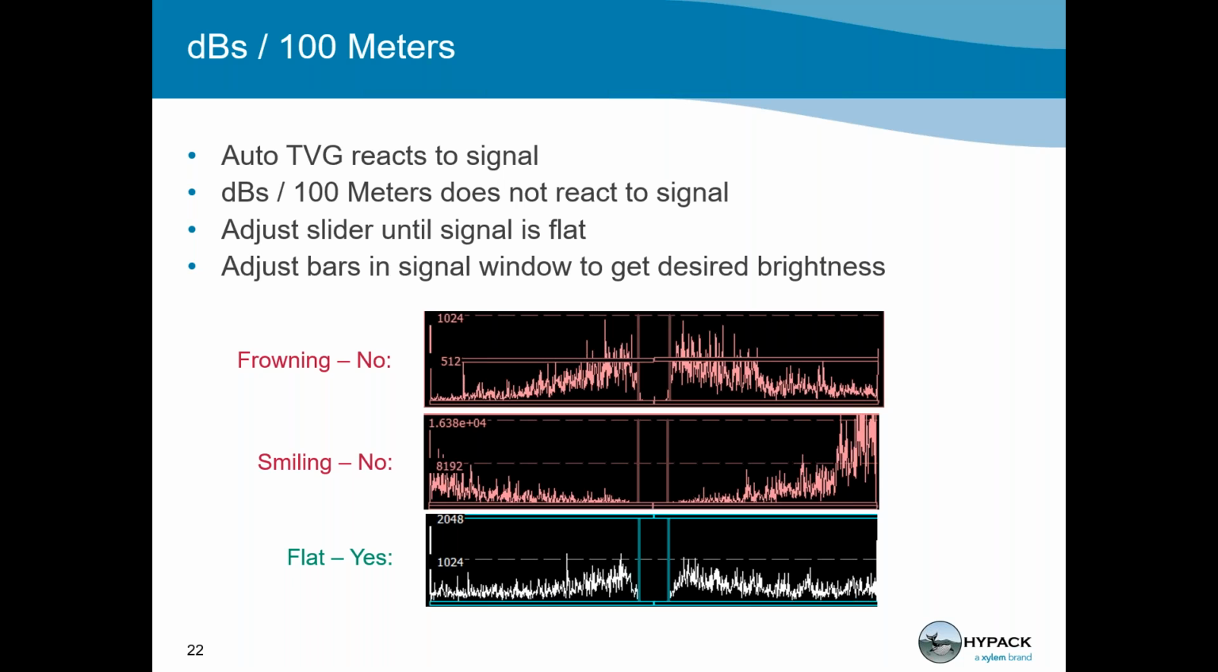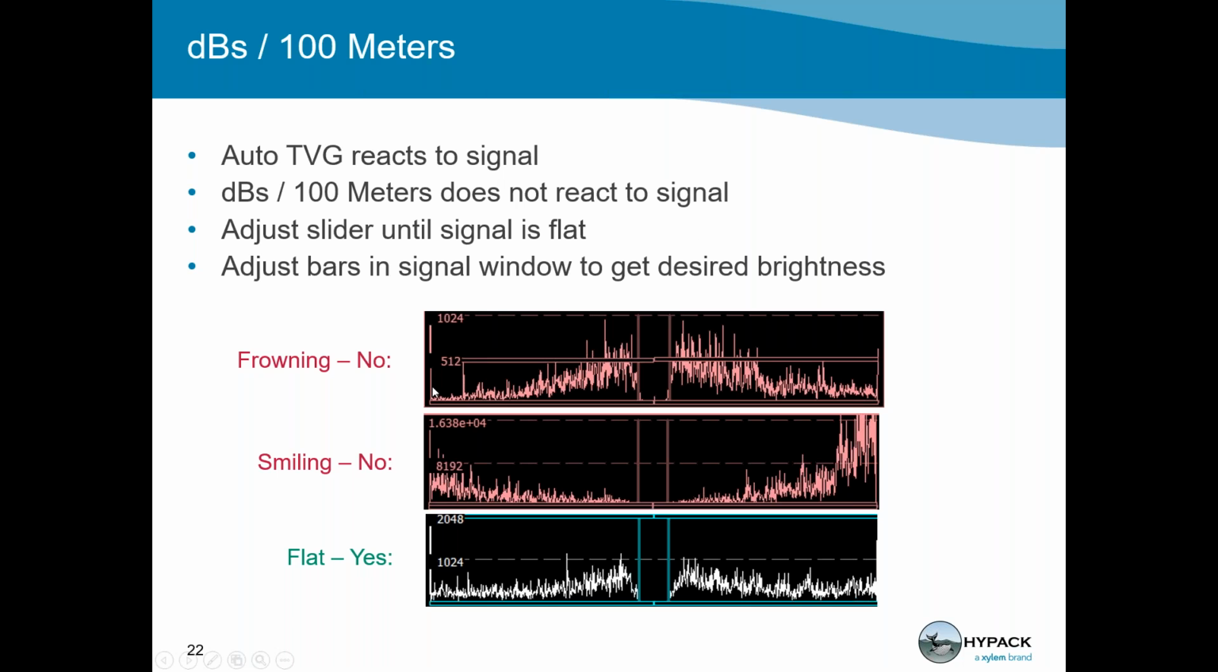So what you want to do as you adjust that slider is look at your signal window. The changes you make to that slider are going to apply immediately as you drag it, so it's very easy to see changes. And what you want to do is make your signal appear as flat across the swath as possible.